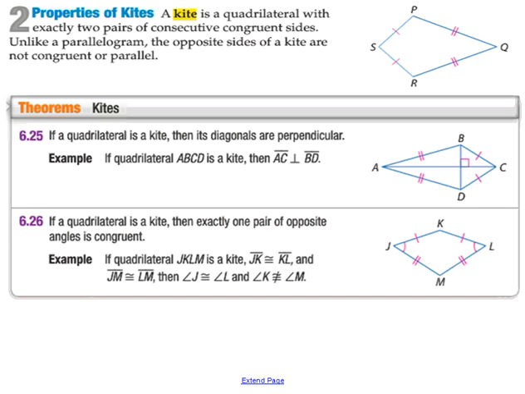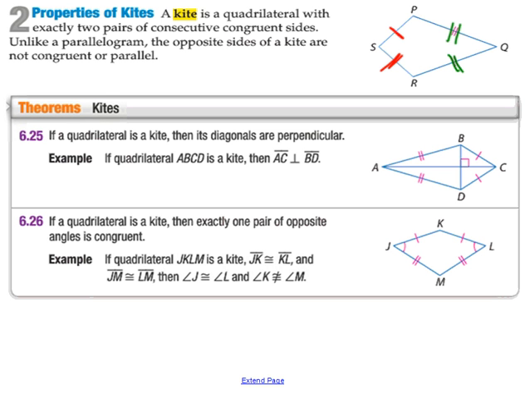Now we look at kites, and a kite is just what it implies. You know, it's a kite. A kite has no parallel lines and exactly two pairs of consecutive congruent sides. Consecutive congruent. So that means the two that are next to each other are congruent. The two that are next to each other are congruent.